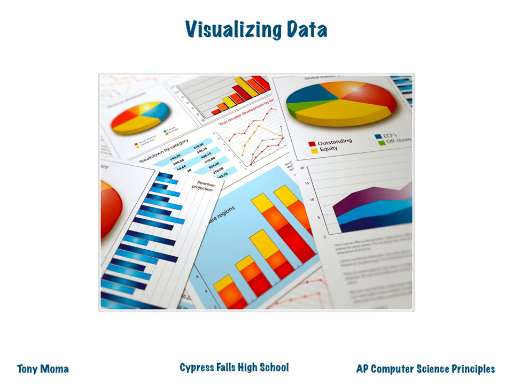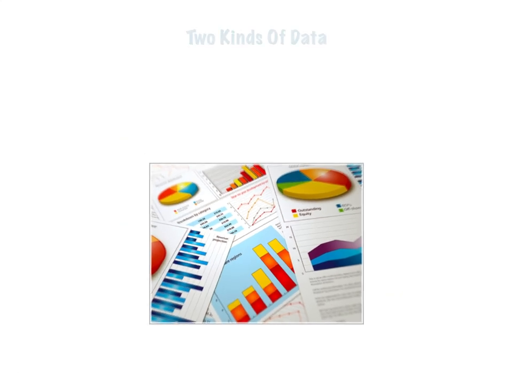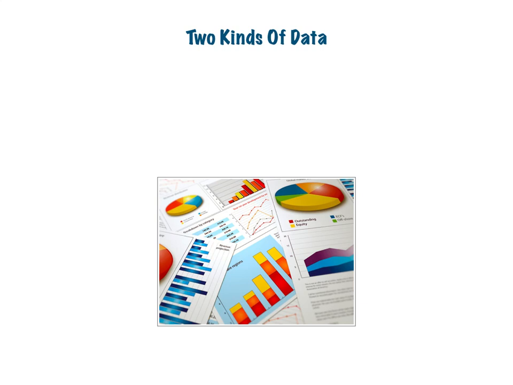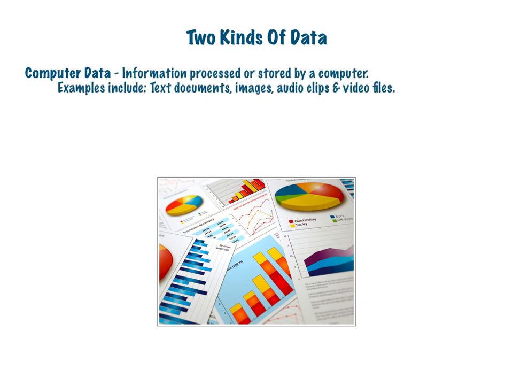Visualizing data. There are two kinds of data. The first one being computer data, which is the kind of data we've been discussing in this class so far. It's information that is processed or stored by a computer. Examples of this include text documents, photos, audio clips, and video files.